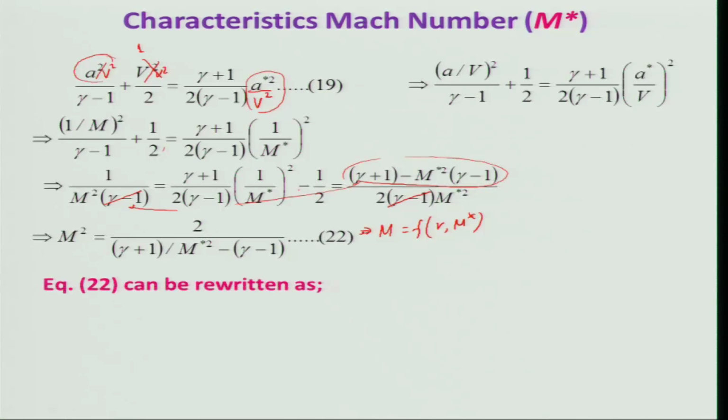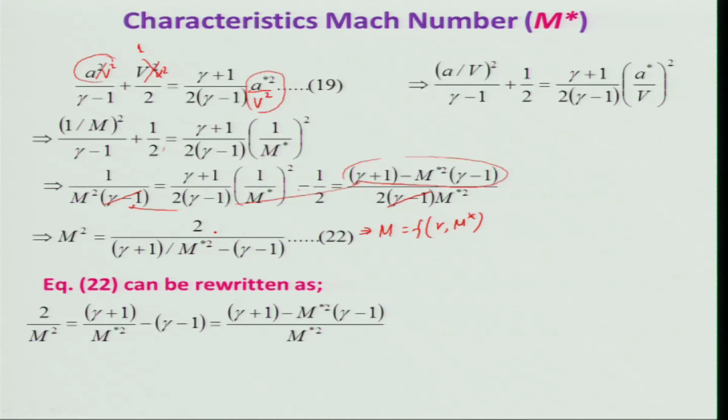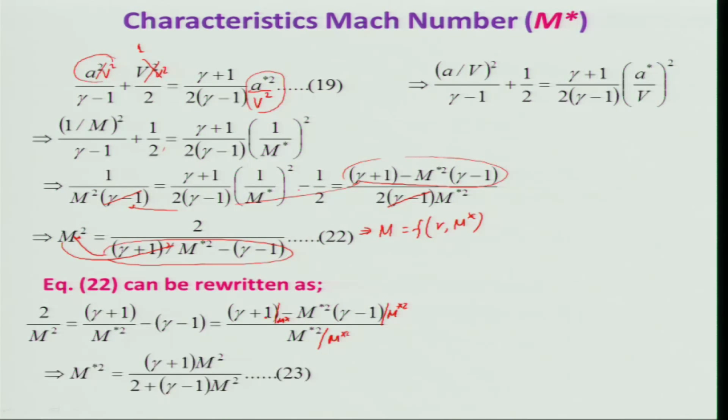And we can express this the other way around, that is, the characteristic Mach number in terms of the local Mach number, right. So, equation 2 can be rewritten as, I mean this is a little algebra, that is what I am doing: 2 by M square is equal to gamma plus 1 divided by M star square minus gamma minus 1. I have taken this term over here and this over here, right. Then what is coming there is basically M star square in the denominator, and then gamma plus 1 minus M star square into gamma minus 1. If I divide both the numerator and denominator by M star square, I can get very easily that M star square is equal to gamma plus 1 M square divided by 2 plus gamma minus 1 M square, right.